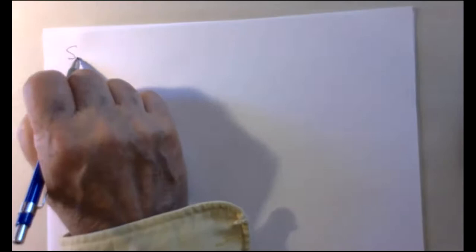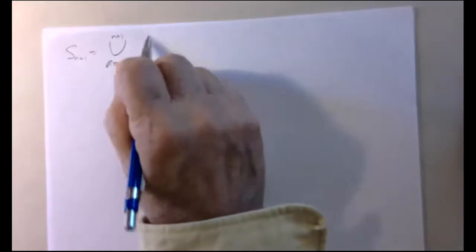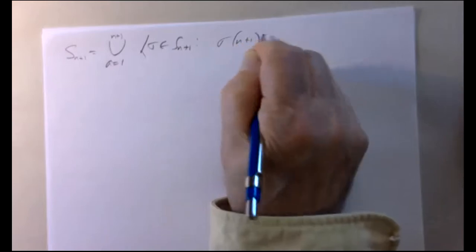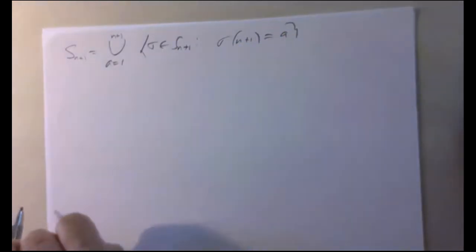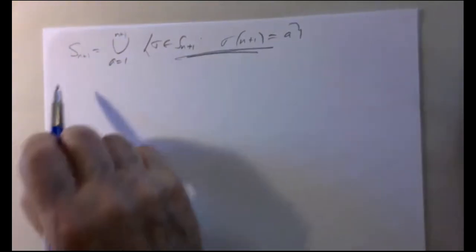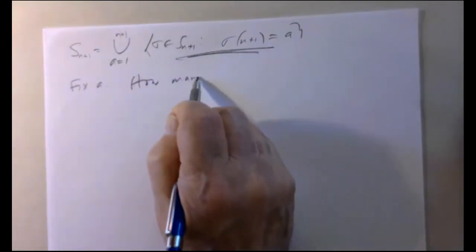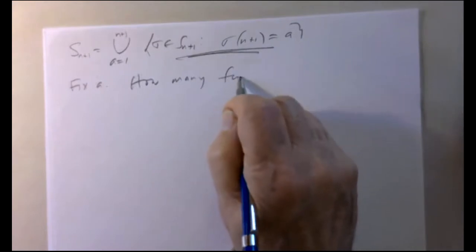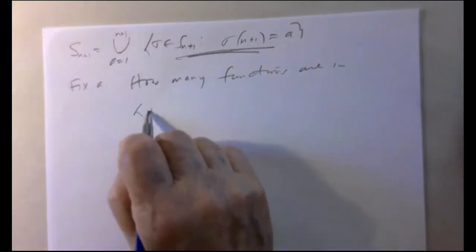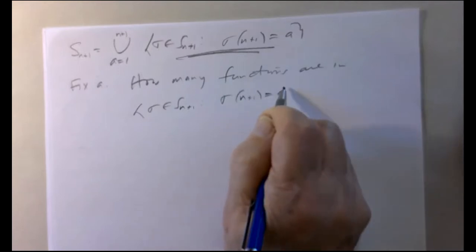So let me just write this down again. S_{n+1} is the union for all A from 1 up to n plus 1 of all permutations in S_{n+1} where sigma of n plus 1 is equal to A. Now, let's look at one of these sets. So fix A. How many functions, permutations, are in the set of sigma which sends n plus 1 to A?